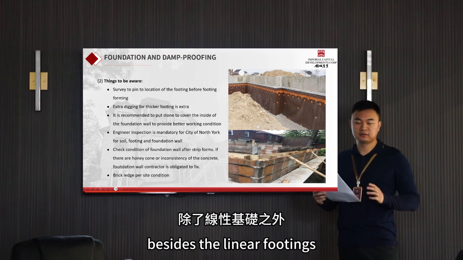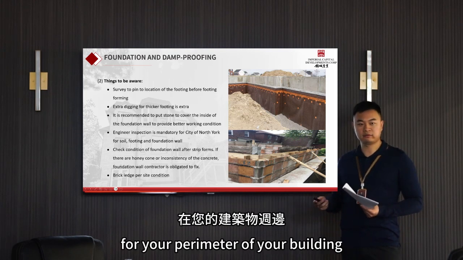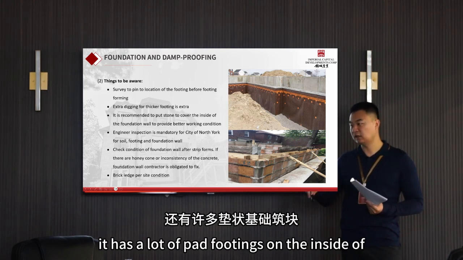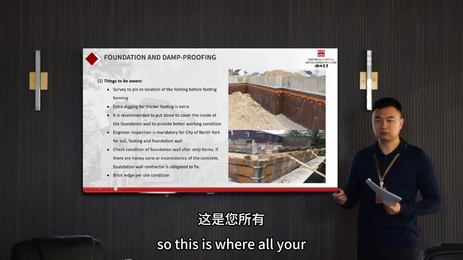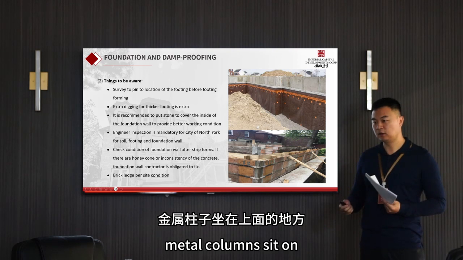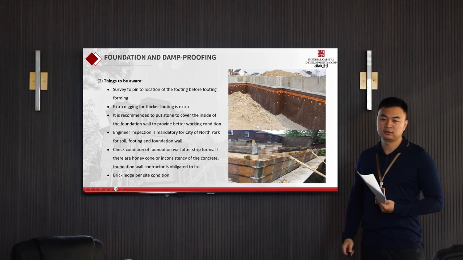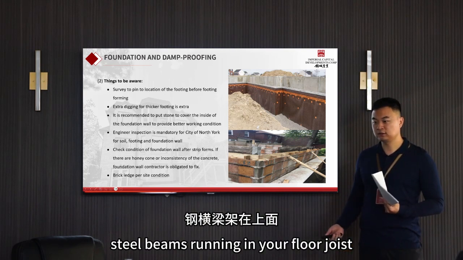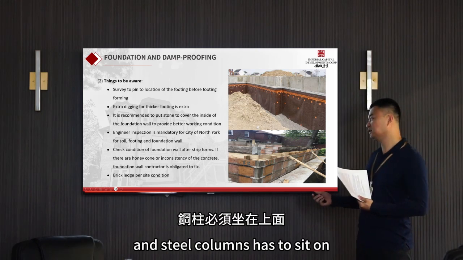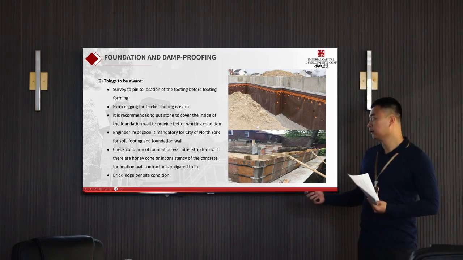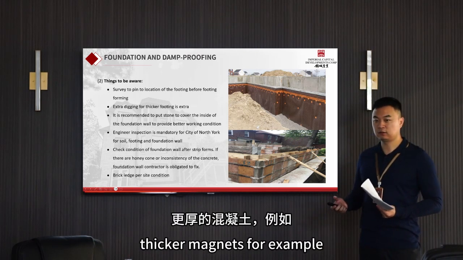Normally, besides the linear footings for the perimeter of your building, there are a lot of pad footings on the inside of your foundation walls. This is where all your metal columns sit, because you have a lot of steel beams running under your floor joists, and you need steel columns to support them, and the steel columns have to sit on the footing. And these pad footings normally require thicker measurements.